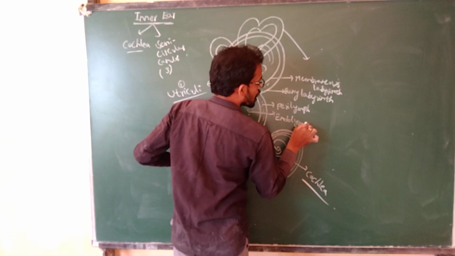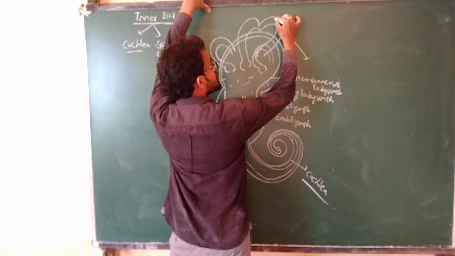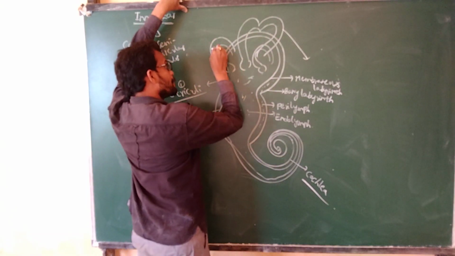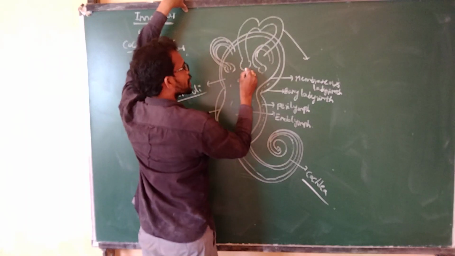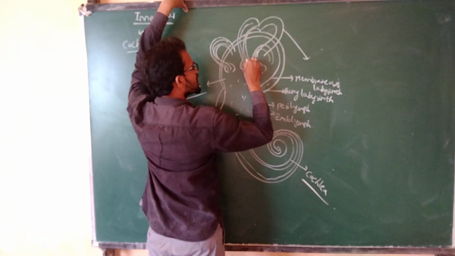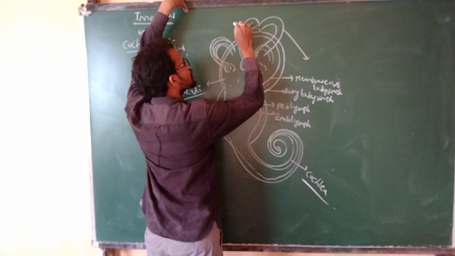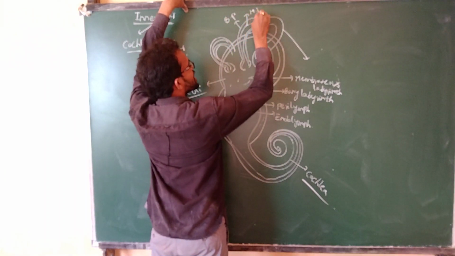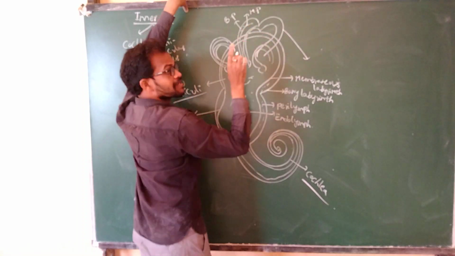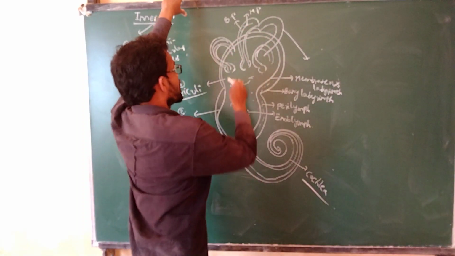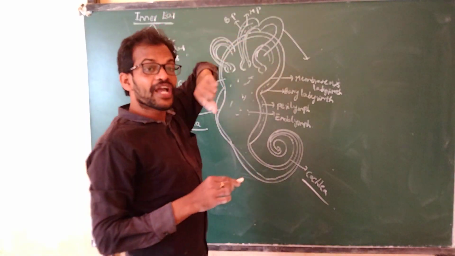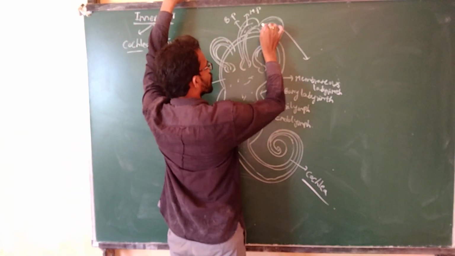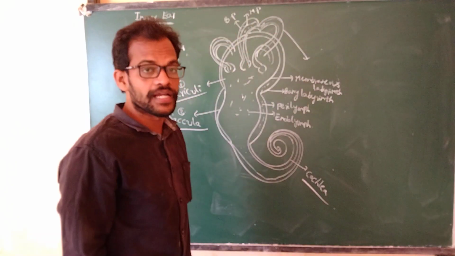The membranous part is filled with endolymph. Outer part, bony part. Inner part, membranous part. The bony part is filled with perilymph. The inner part is filled with endolymph.